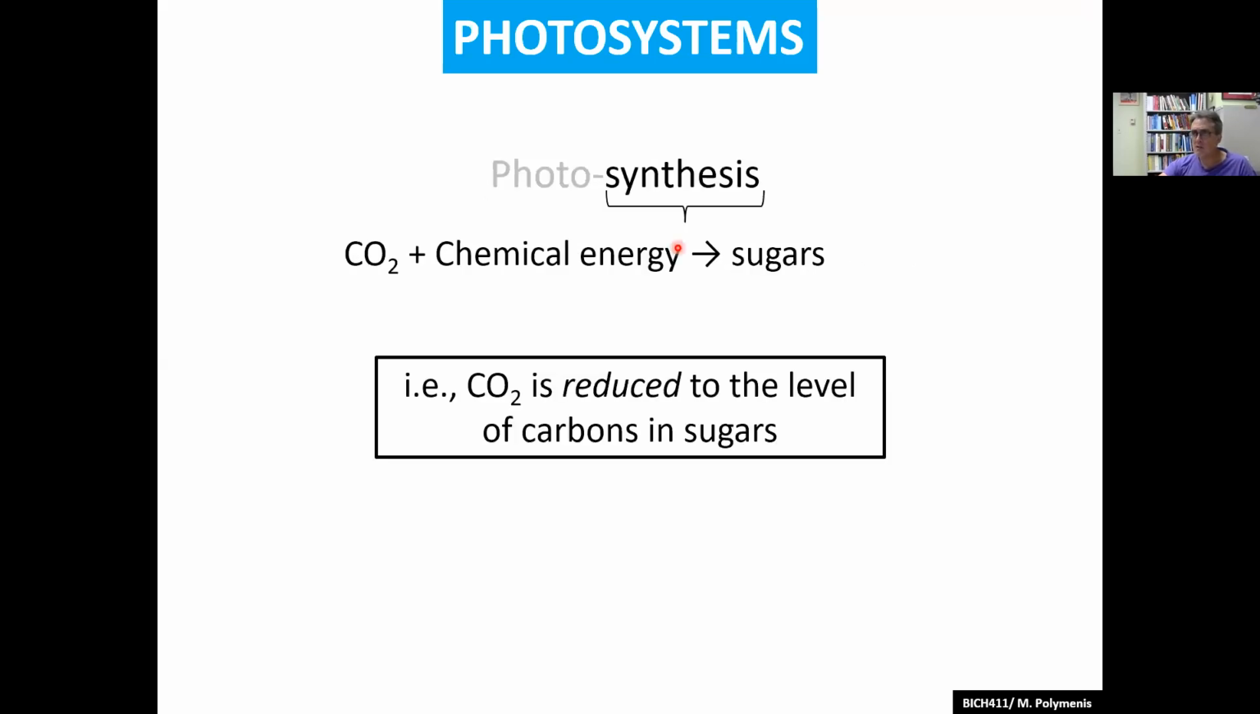In the synthesis part, the other part after the photo part, CO2 and the chemical energy that we generate in the light part of photosynthesis can now be combined to give us sugars. So CO2 is reduced to the level of carbons in the sugars, that is, hydroxycarbon.